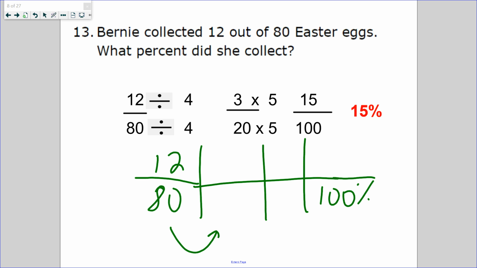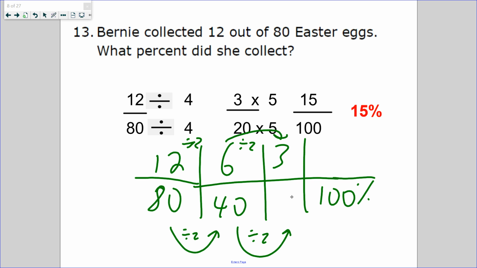I'm going to divide these both by 2. That's 6 and 40. Can 40 go into 100? Nope. I think I'm going to have to simplify by 2 again, because all even numbers are divisible by 2. Now, can 20 go into 100? Oh, 20, 40, 60, 80, 100, times 5, times 5, 15/100 or 15%. As you can tell, here I divided by 4 to save time.